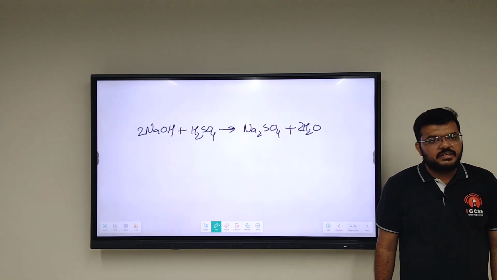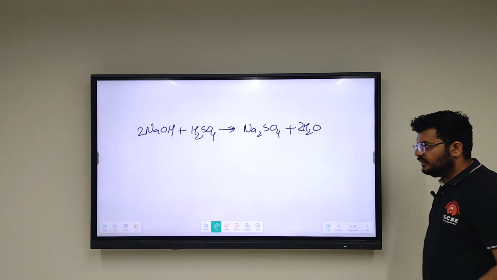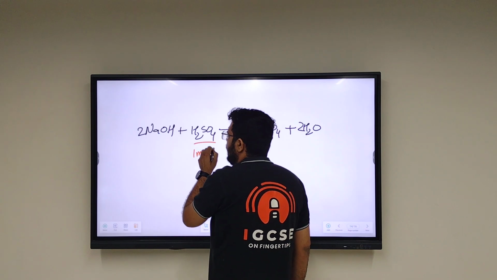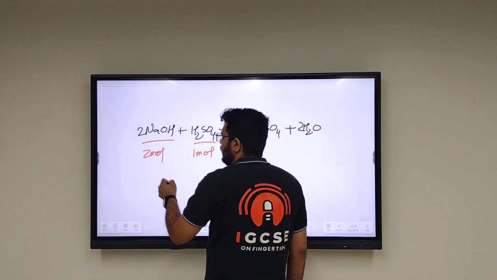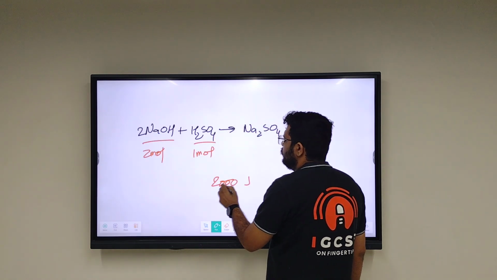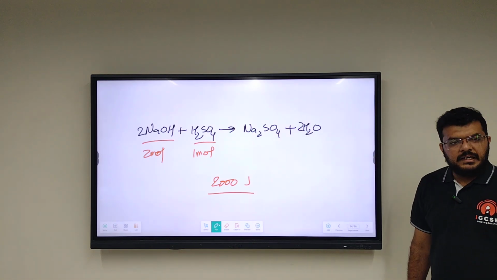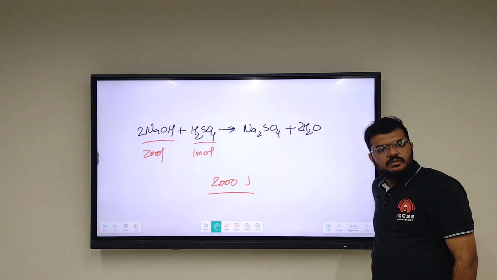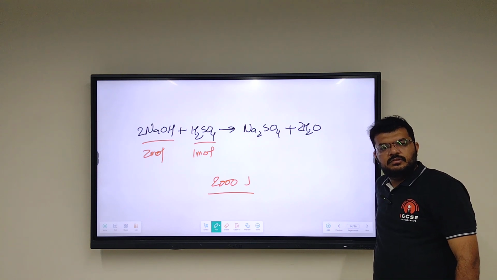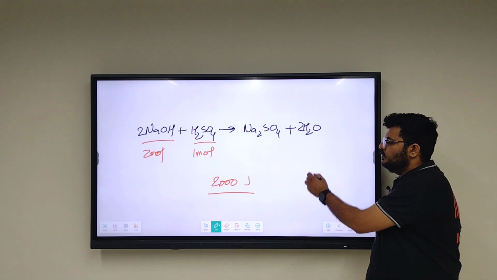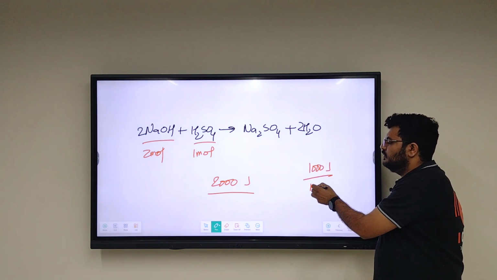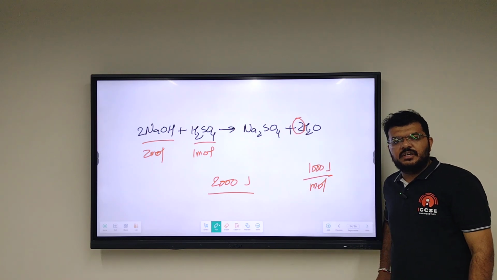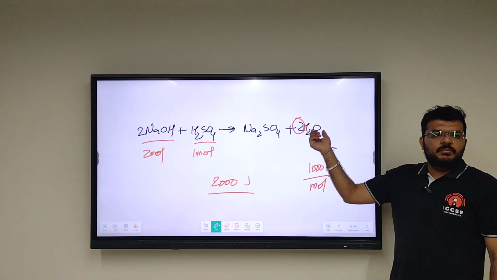For example, if I take 1 mole of this and 2 moles of this, 2000 joules of energy is given out. What is the standard enthalpy change of neutralization for this reaction? When 1 mole of water is produced, not 1000 moles, it is 1000 joules per mole. Why? Because 2 moles of water are produced. However much energy is produced, divide by the number of moles of water.